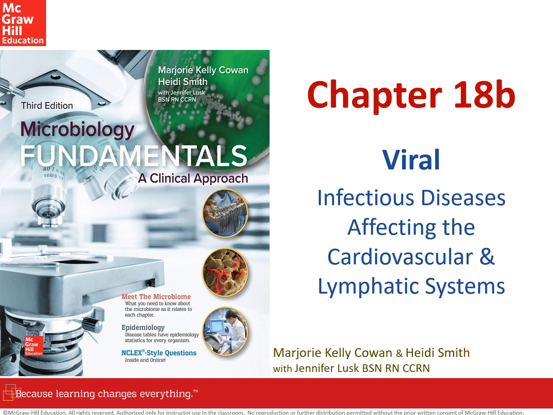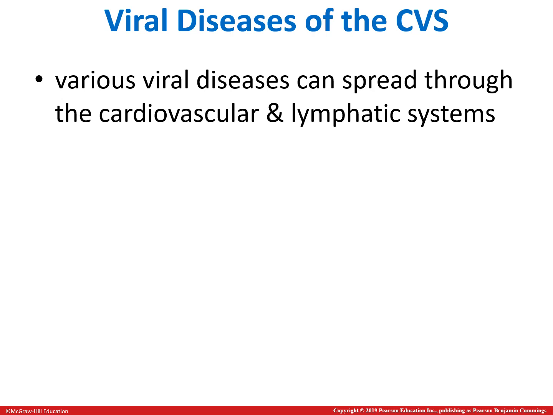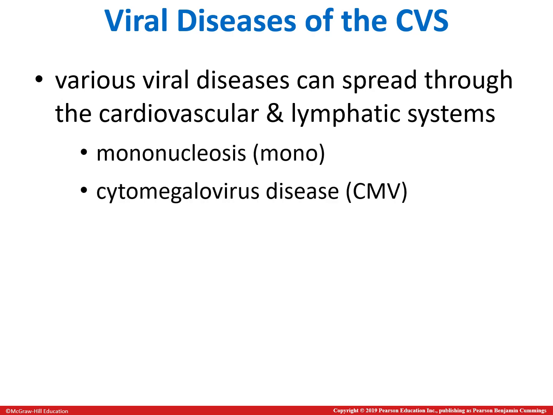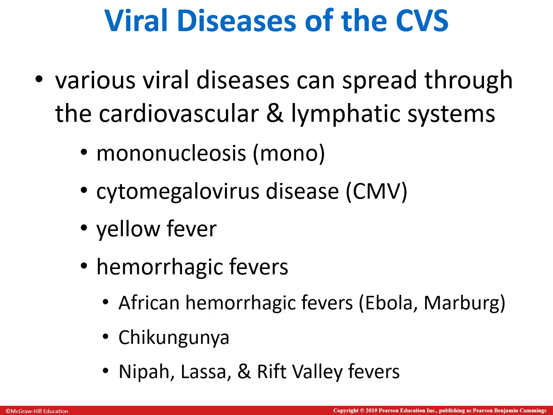In this lecture, we'll talk about the viral diseases that can affect the cardiovascular and lymphatic systems. So there are a number of viral systemic infections that we'll talk about, including mono, cytomegalovirus, yellow fever, and the hemorrhagic fevers, which is going to be a large family of diseases that we'll touch on.